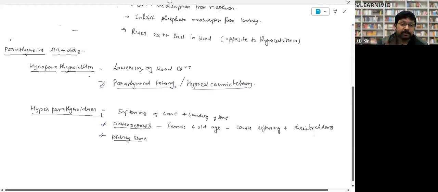Hyperparathyroidism means hypersecretion, more secretion, causing softening of bone and bending of bone, right? This is called osteoporosis. Osteoporosis occurs in females and old-age people, and it causes softening and breakdown of bones, right? And the second thing it causes is kidney stones, right? So please note down. These are the two disorders.